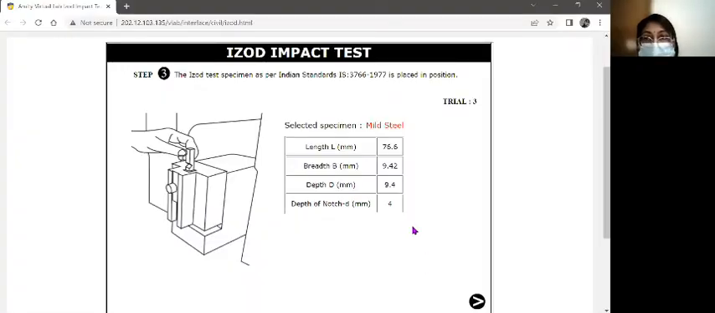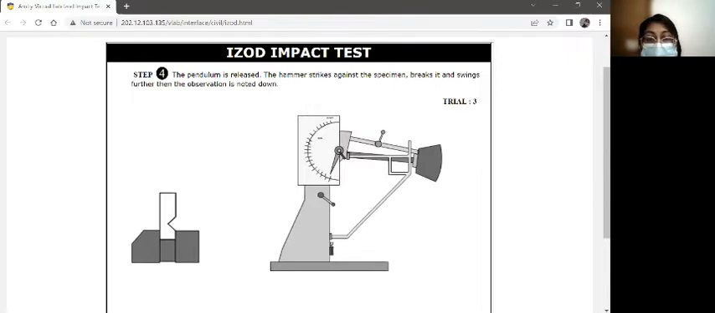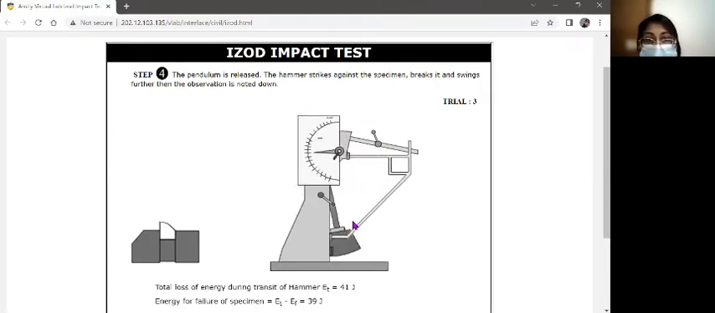And now, trial 3. We have to repeat the same thing again. After releasing the pendulum, we can see that the total loss of energy during transit of the hammer, ET, equals 41 joules, and the energy for failure of the specimen, ET minus EF, equals 39 joules.